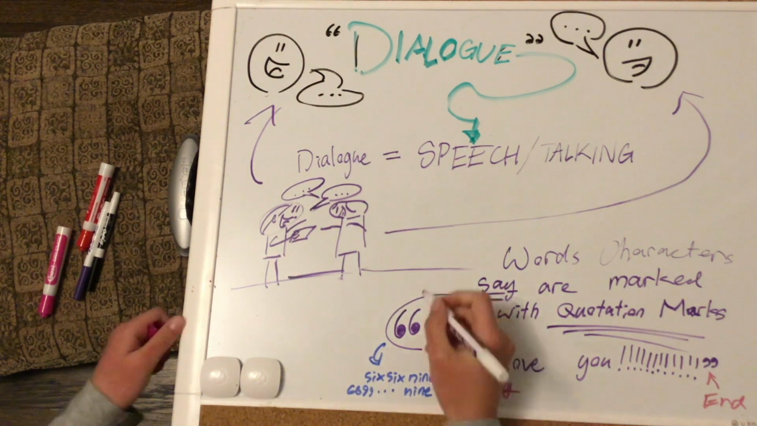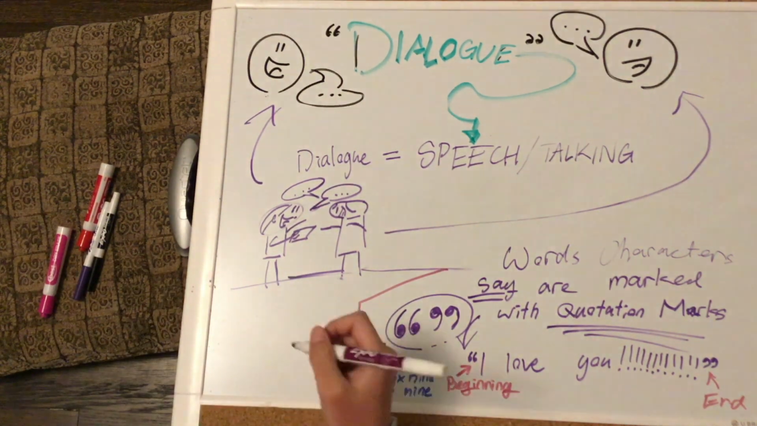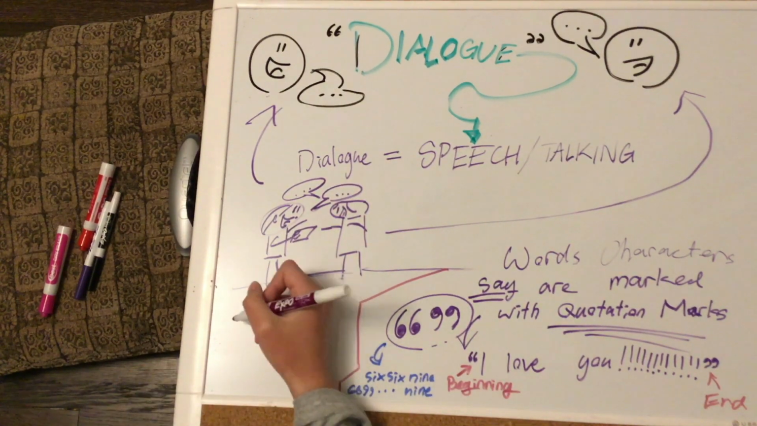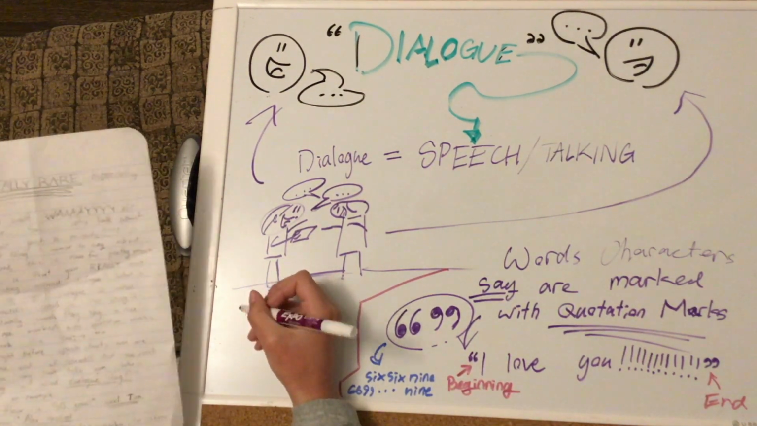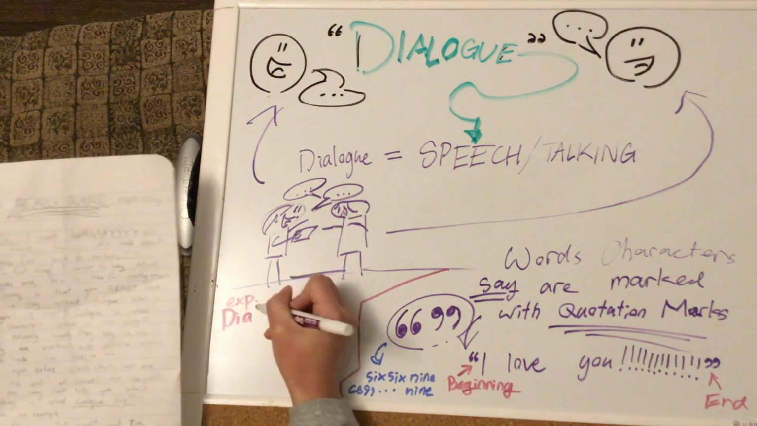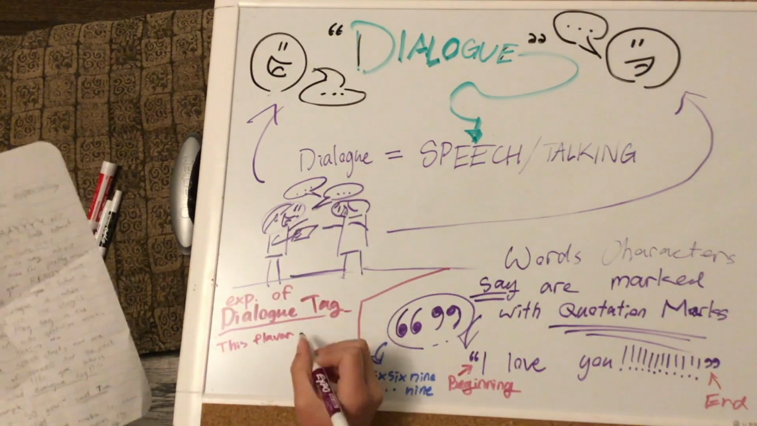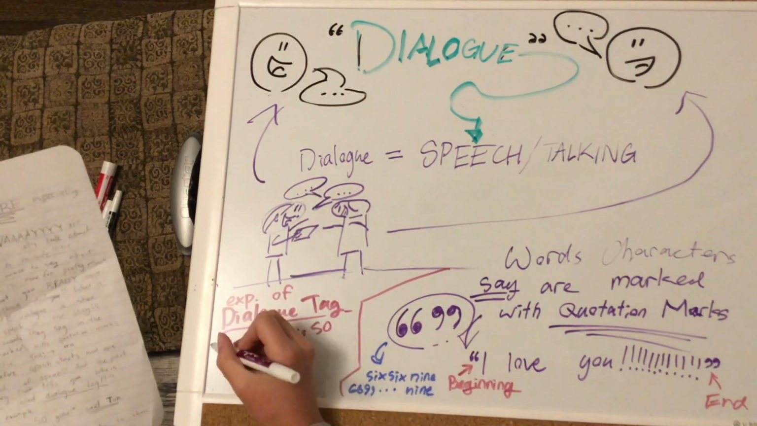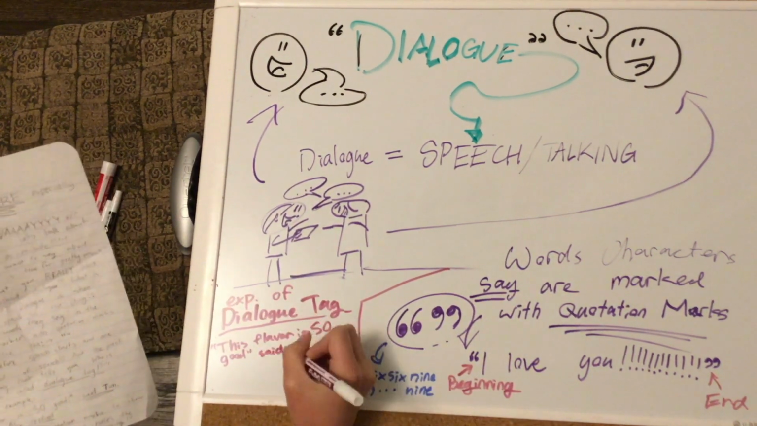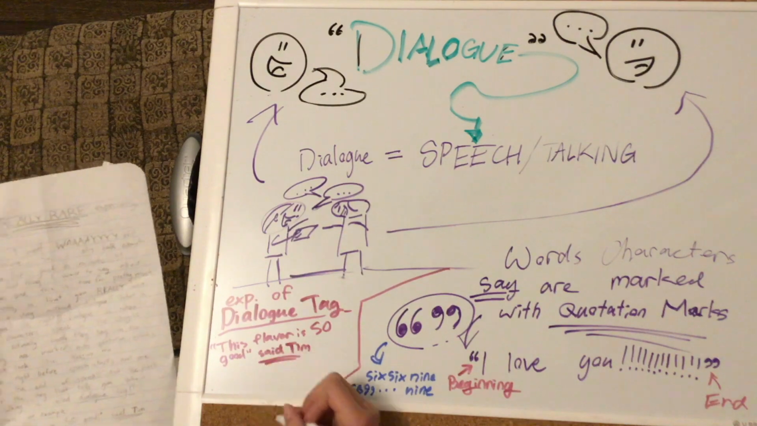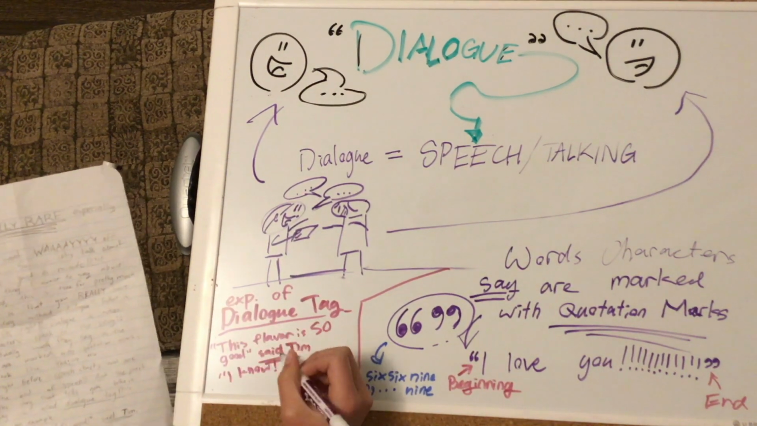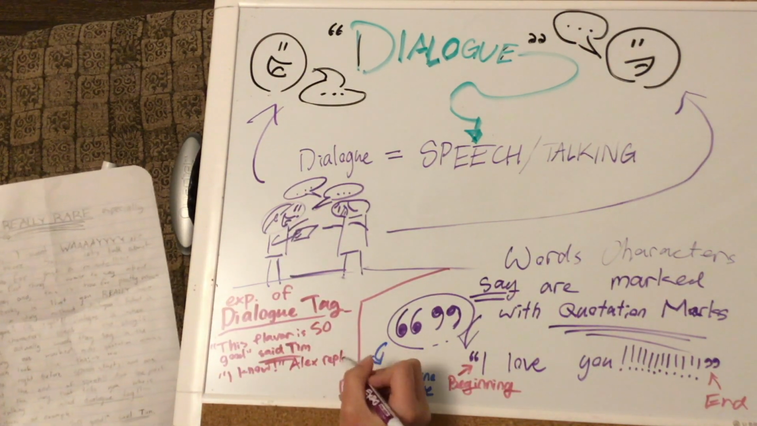And the part of the story that tells you who is talking is called dialogue tag. Here's an example of dialogue tag. "This flavor is so good," said Tim. "I know," Alex replied. So they have quotation marks at the beginning of the quotes and at the end, and the "said Tim" and "Alex replied" are both dialogue tag, and it tells you who's speaking.